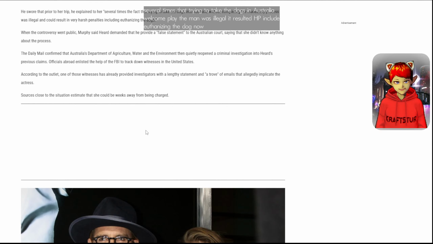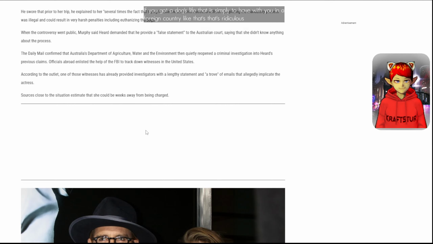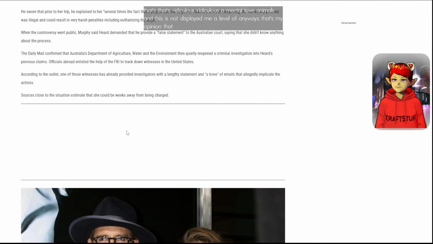Now, I want to put this in perspective, right? I just want to say this right now. If you put a dog's life at risk just simply to have them with you in a foreign country like this, that's ridiculous. That is ridiculous. You're meant to love animals, and this does not display to me a level of love. Anyways, that's my opinion on that part of it, at least.